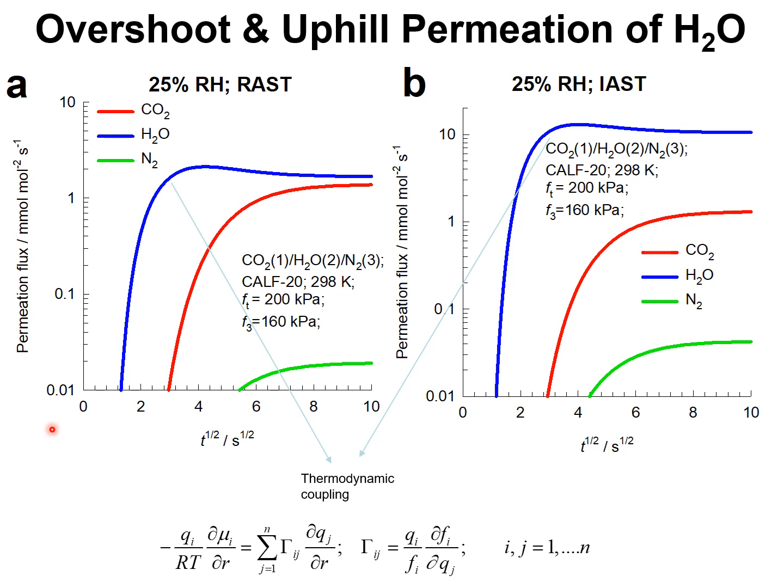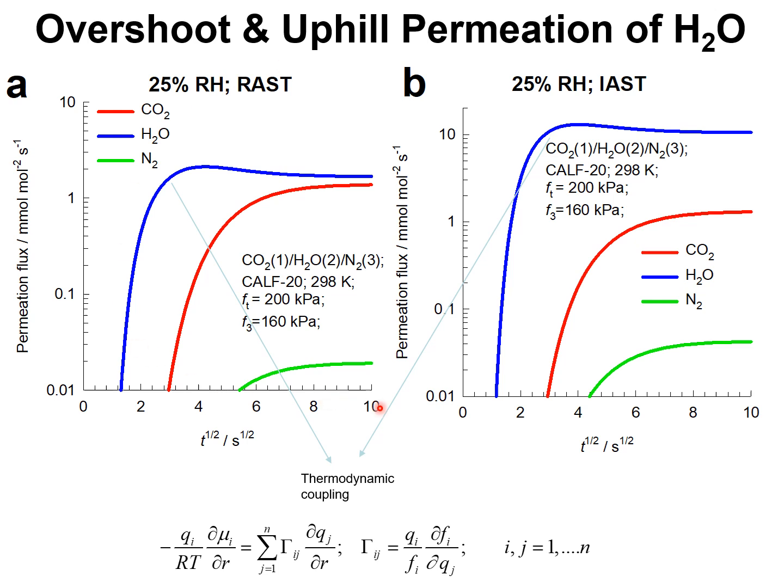If I use the IAST for determination of the mixture adsorption equilibrium and the calculation of thermodynamic coupling influences, the permeation fluxes are significantly different. This is because thermodynamic non-ideal effects are significant in CAF20, as I have discussed in several earlier video presentations on my YouTube channel.